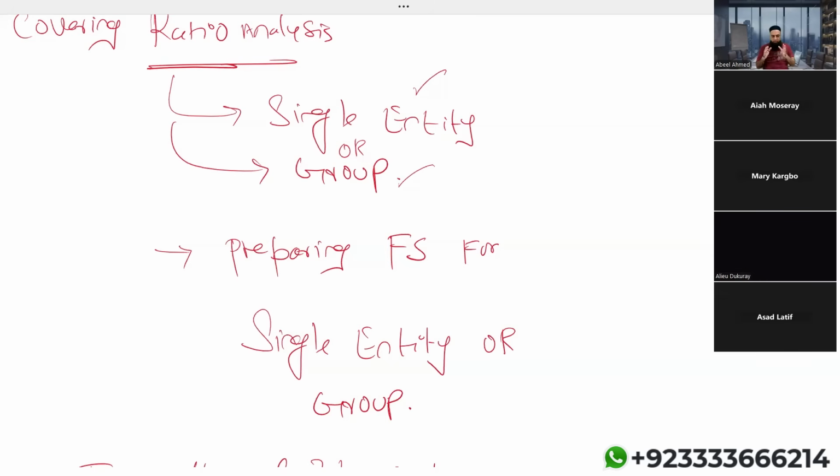So when it comes to section C in FR, students, it is categorically mentioned what exactly you should be expecting. One question you should be expecting on ratio analysis. Another question you should be expecting on preparing the financial statements. It could be on single entity or it could be on group.